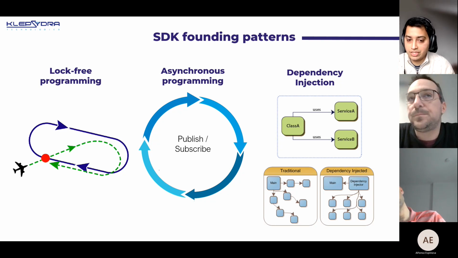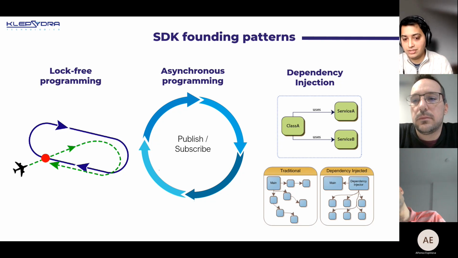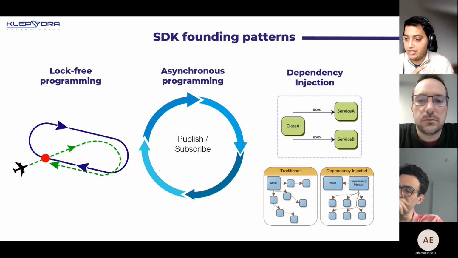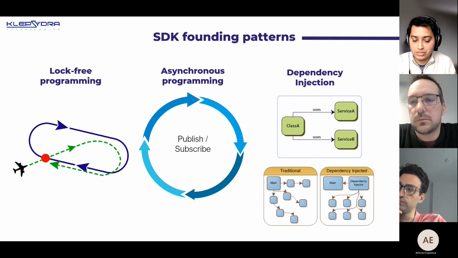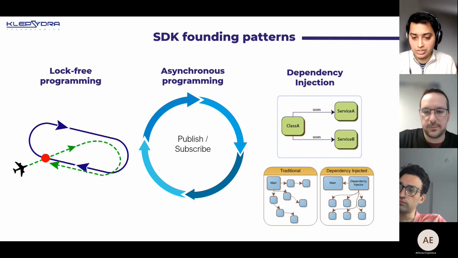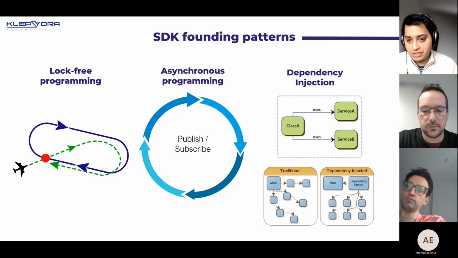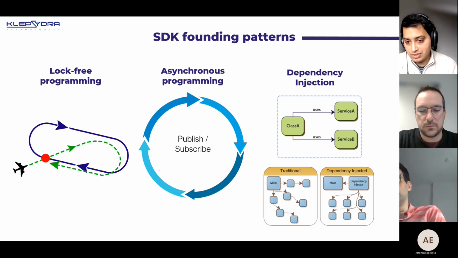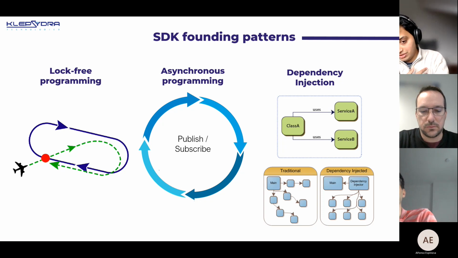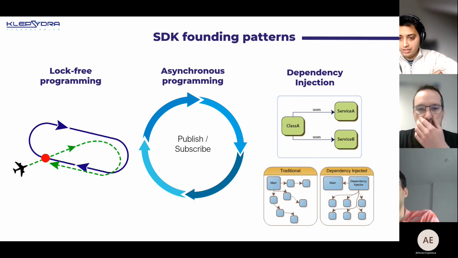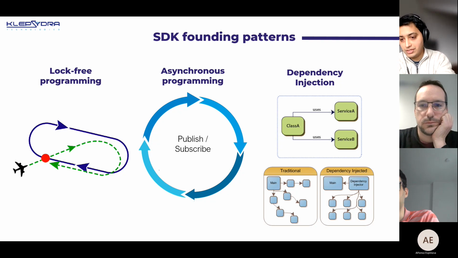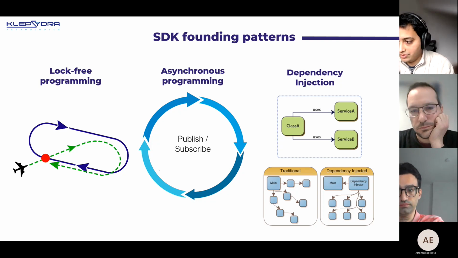Everything is running in a single thread in the event loop, and it just keeps checking the status of the event. Because you don't have context switches, things run much faster. You don't have to load data in and out and so on. And then the publish subscribe model is asynchronous. I'll talk about this in the next slide. And then the third idea is dependency injection, which I will also talk about after this.